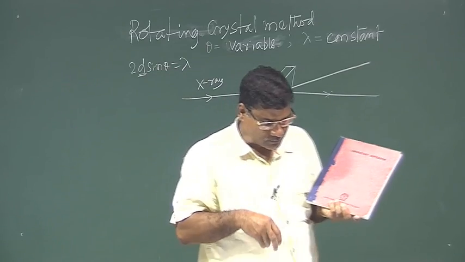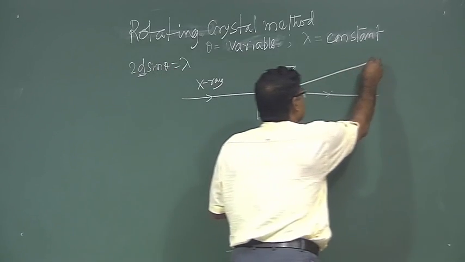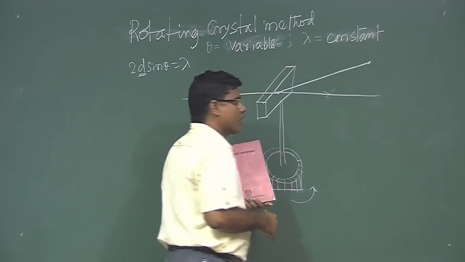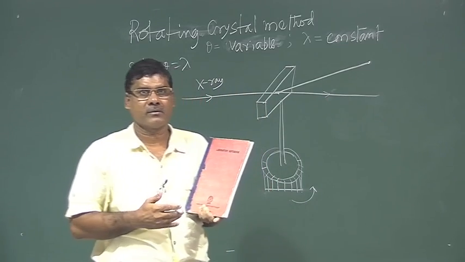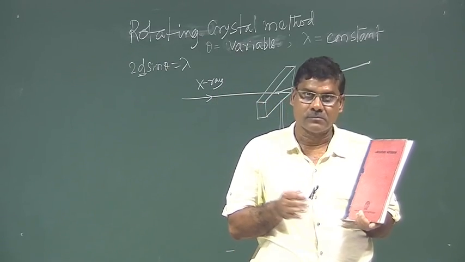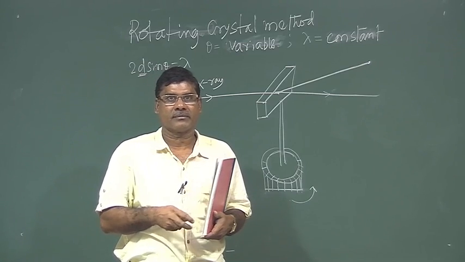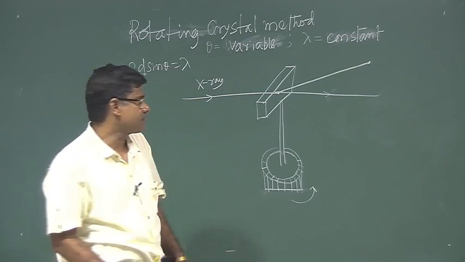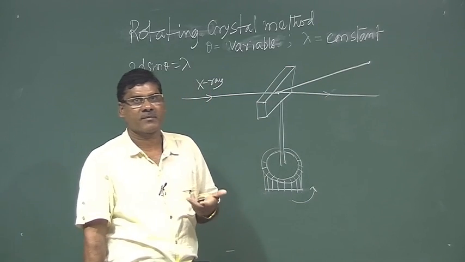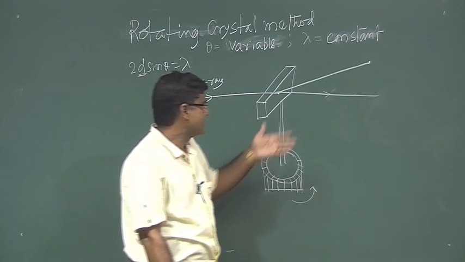If you see the diffraction spot, what will be the pattern of the diffraction spots? That will depend on how you are placing the photographic plate or X-ray plate. That is very important, because the shape of the diffraction pattern depends on it. That we will see in this case.